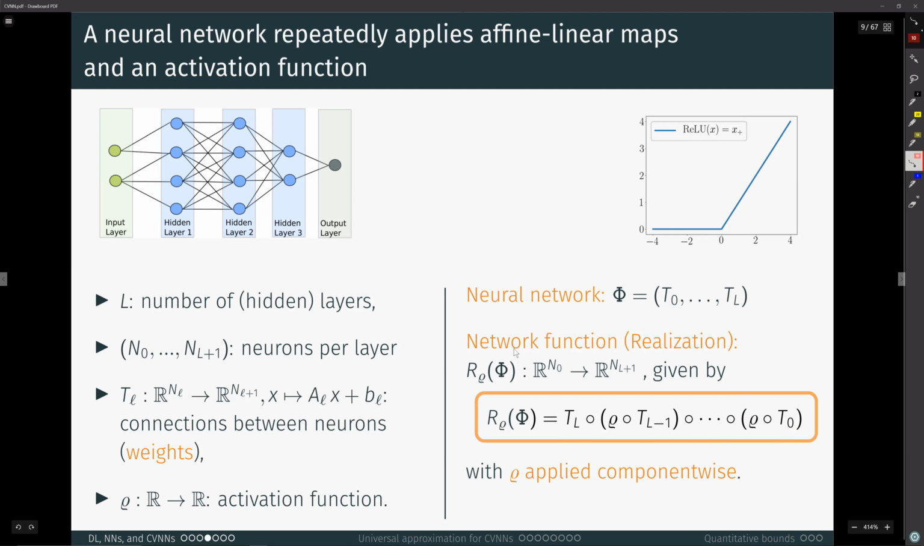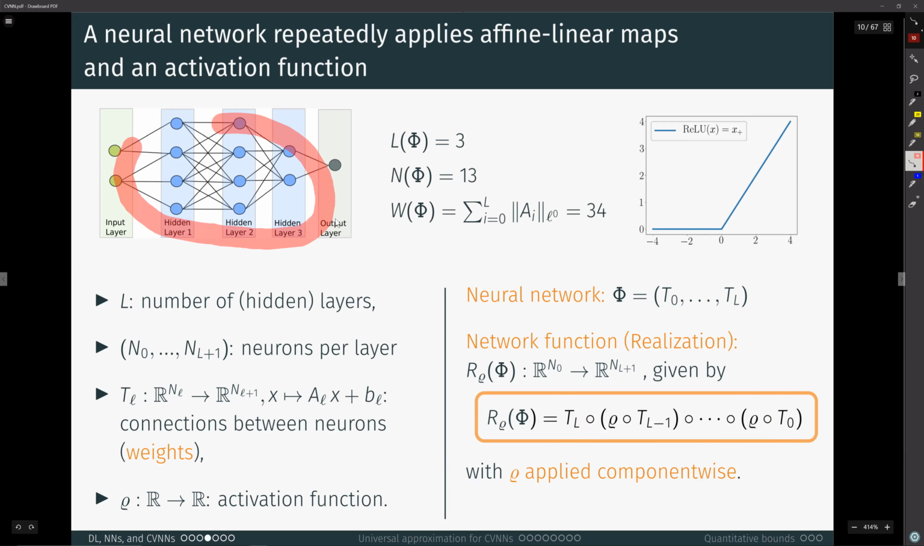And then how do you measure the complexity of such a network? You have the number of hidden layers, which is just the total number of layers which are not input or output layers. Then you have the total number of neurons, which just counts how many neurons there are among all the layers together. And the number of weights just counts how many connections there are between different neurons. This corresponds to counting the total number of non-zero entries in all of these matrices, which tell you how to go from one layer to the next.